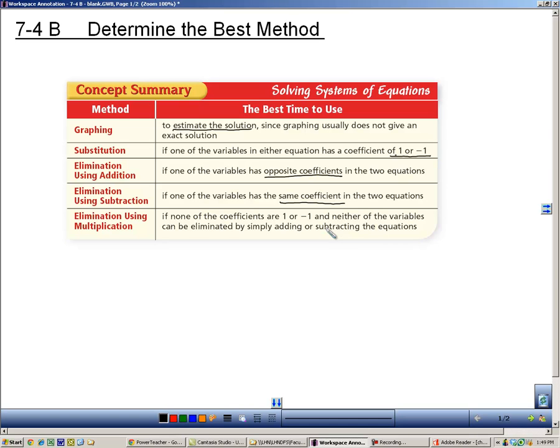with subtraction. And then multiplication, the most recent one that we learned, is for when none of the coefficients match. Then you want to use multiplication to get them to match up, either be the same or opposite, and then use adding or subtracting. So these are the 5 methods. Typically these 4, substitution and the 3 eliminations, are the ones that we'll use in algebra. And you want to know when they're the best to use and then how to apply them.